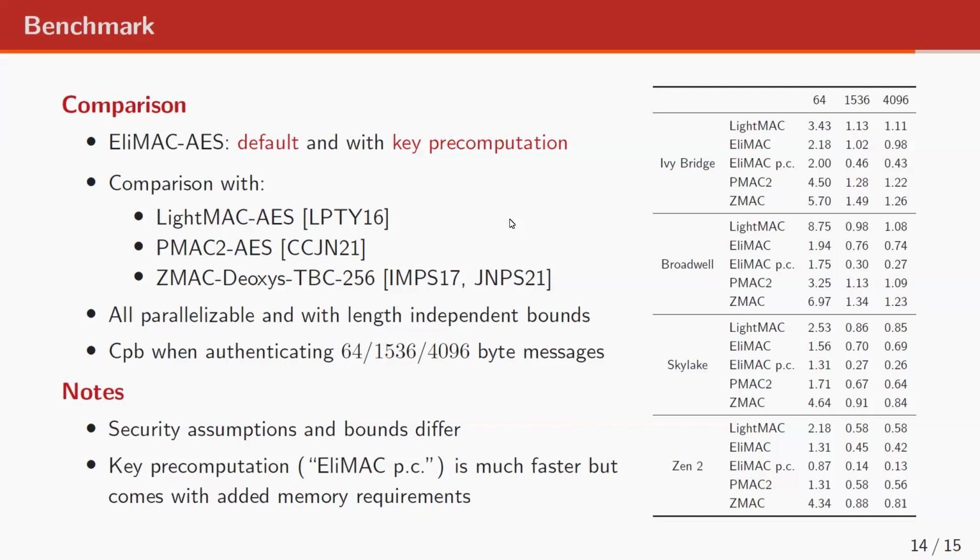And again, I would like to mention the assumptions differ. If you compare the assumptions for LightMac and for EliMac, we have different assumptions on AES, but at the same time, ZMAC makes an assumption on the tweakable block cipher. So you have different assumptions. So it's a bit like comparing apples and oranges.